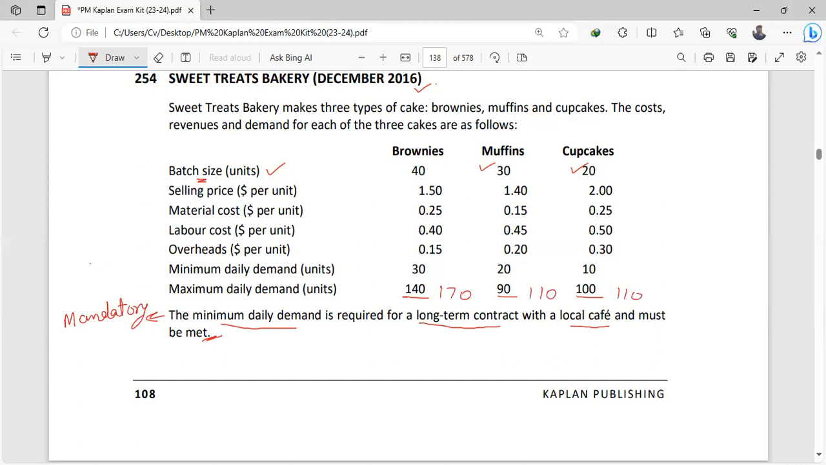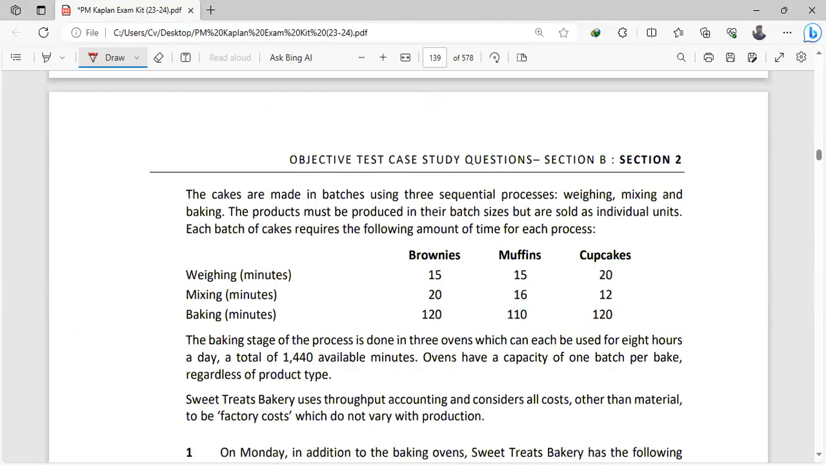Then he says the cakes are made in batches, using a three sequential process. First of all, weighing will be done, then mixing, and then baking. The products must be produced in their batch size but are sold as individual units. Each batch of cake requires the following amount of time for each process. Now brownies require 15 minutes each batch. It is the required time for each batch. 15 minutes, mixing 20 minutes, baking 120 minutes, and so on for the other products.